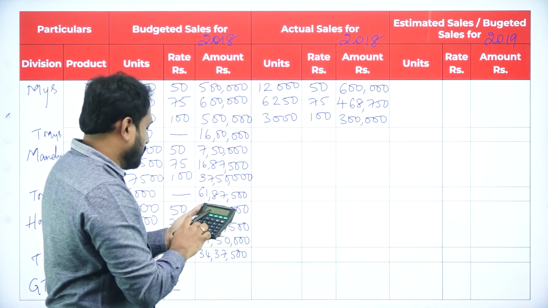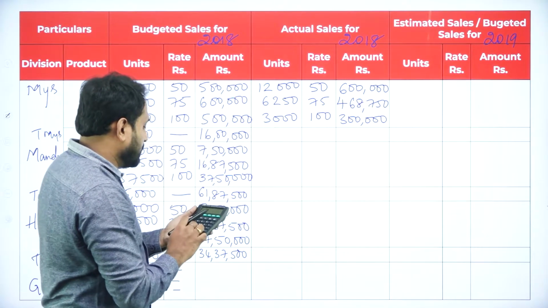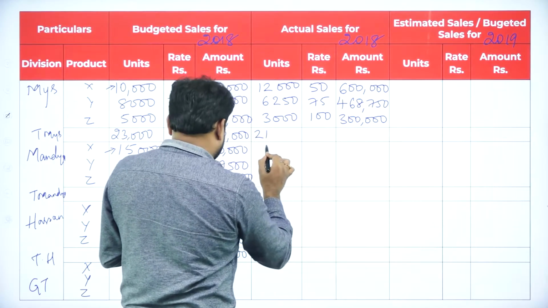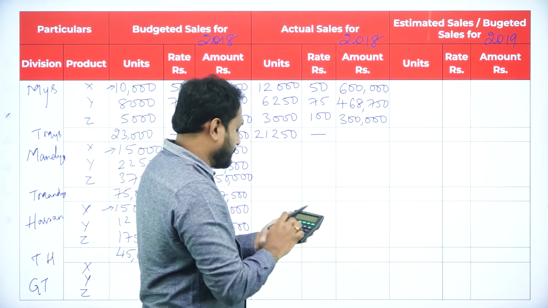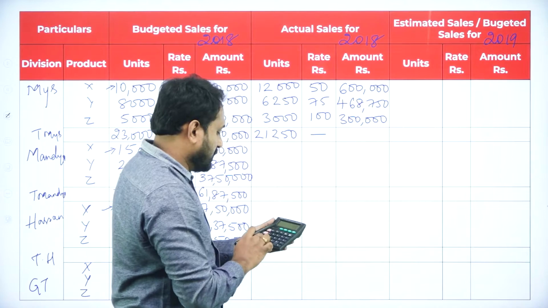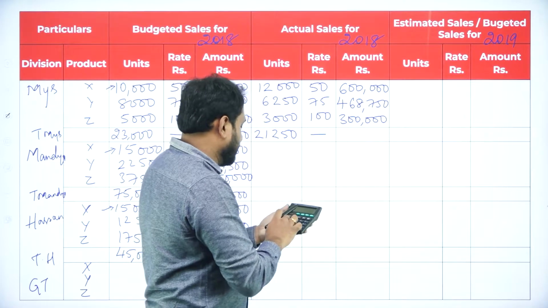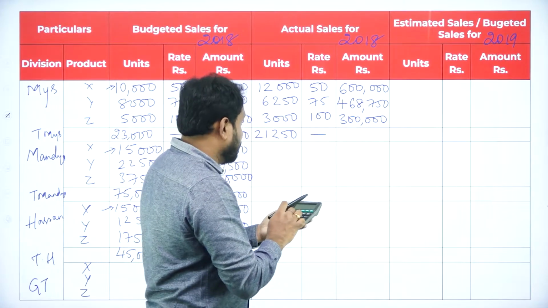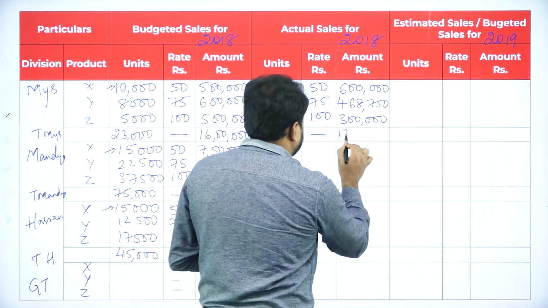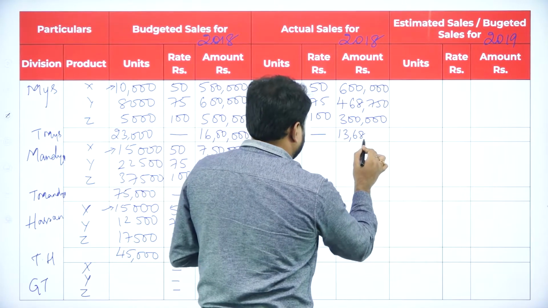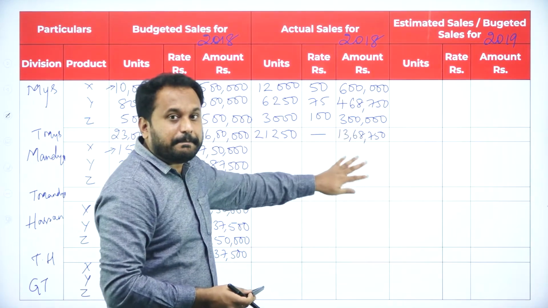Now we have 12,000 plus 6,250 plus 3,000. We have 21,250. Now put this dash. Next one is 6 lakh plus 4,68,750 plus we have 3 lakh. So it is 13,68,750. So we got our Mysore. The same way you are supposed to do for Mandya and Hassan.